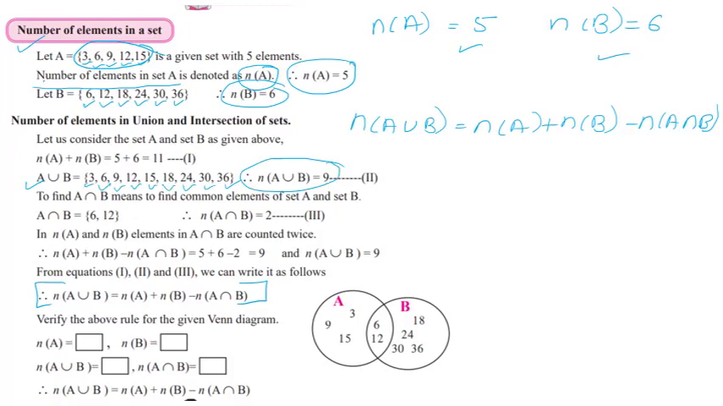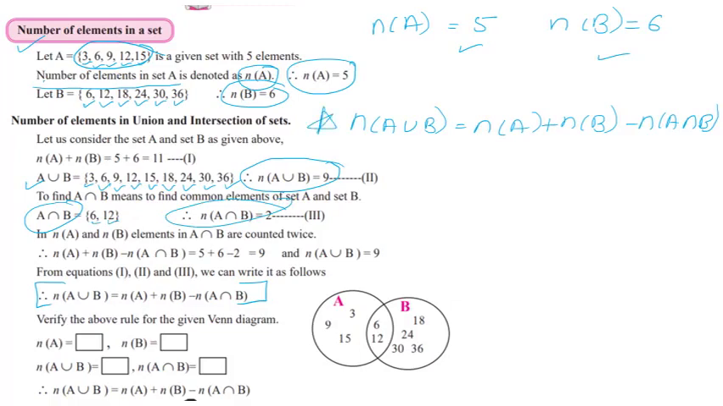A union B contains 9 elements. And A intersection B, see, A intersection B means what? The common elements of set A and B. See, there are 2 elements common, 6 and 12 are given in this set, and therefore n of A intersection B is 2. Okay. Now we have to verify this formula.